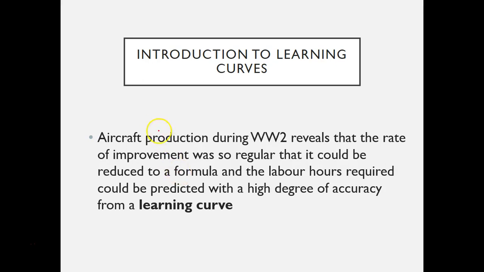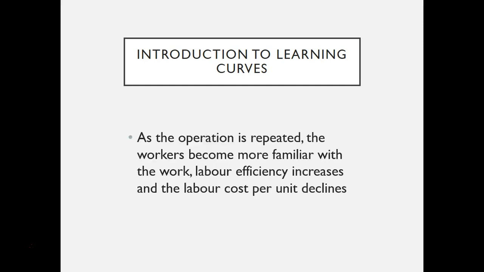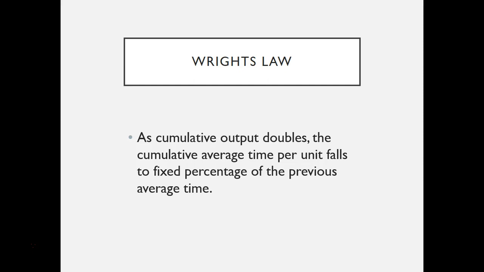And this is an example here. It says that aircraft production during World War II revealed that the rate of improvement was so regular it could be reduced to a formula, and the labor hours required could be predicted with a high degree of accuracy from what's referred to as a learning curve. Of course, nobody knows what's happening the first time something happens, and as you repeat it, you become more efficient, and the labor cost per unit declines. Now, there is this argument from Mr. Wright, that the percentage is fixed, though it will be different for different organizations.